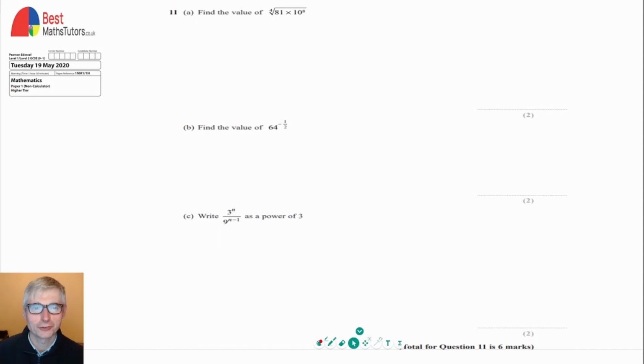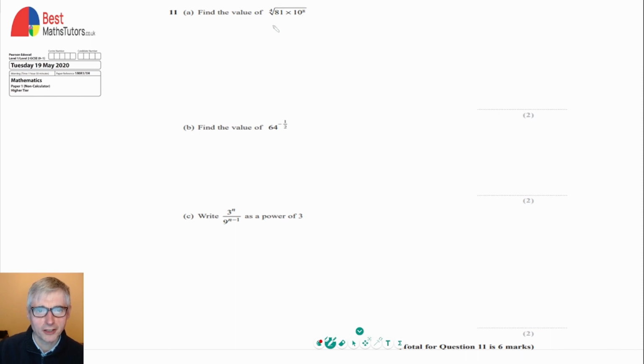I'm continuing to go through the Edexcel GCSE Maths Higher Tier Paper 1 from May 2020, and this is question 11, and it's a question about indices. This question has several parts. The first one has a fourth root. The 4 on the root sign means we've got the fourth root of 81 times 10 to the power 8.